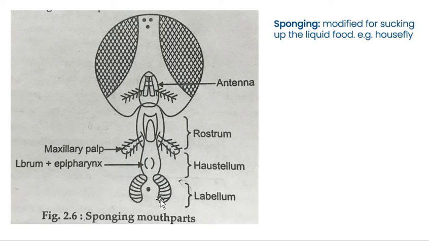The pseudotrachees are present at the labellar region, then the food enters into the epipharynx followed by the hypopharynx and enters into the alimentary canal of the insect. This is a very simple mechanism in the case of spongy mouth parts, and they are commonly present in the housefly. Now after that, the last type of mouth part, that is the siphoning type of mouth part.